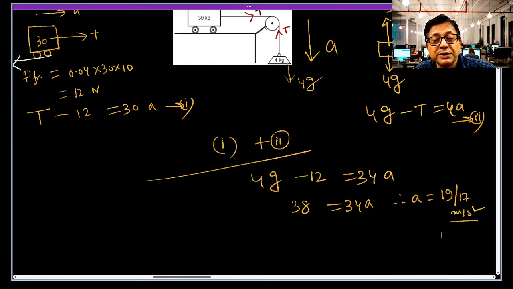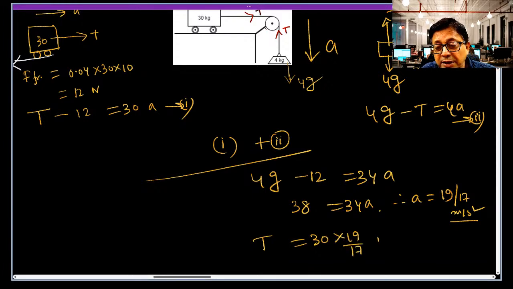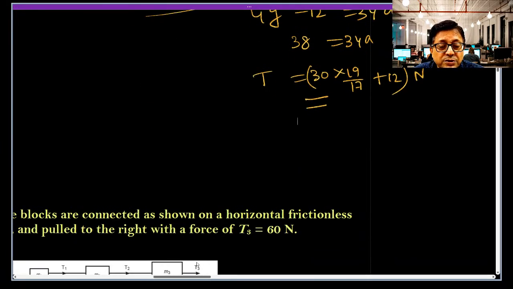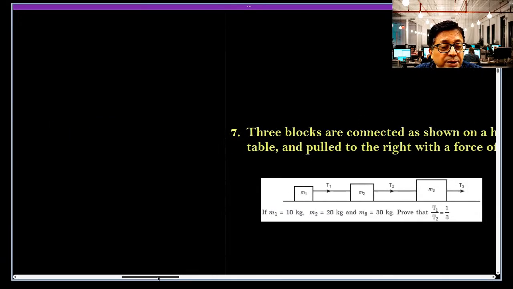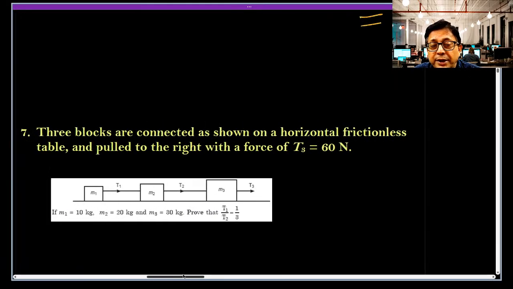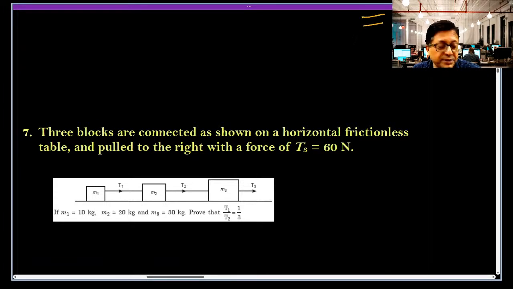Then find T by putting this. Tension will be what? 30 into 19 by 17 plus 12 Newton. Simplification is yours. I am not going to do it now. Understand the concept? Good. Do the next one. Next one I want to see all of you solving it before I complete it here.